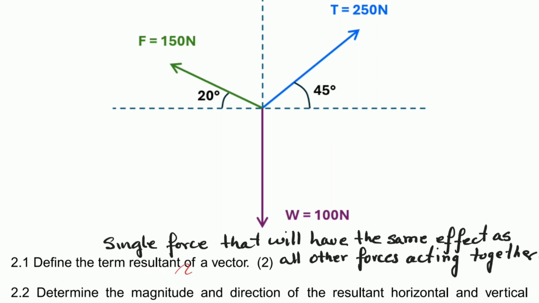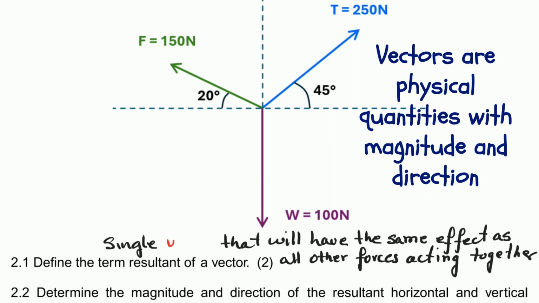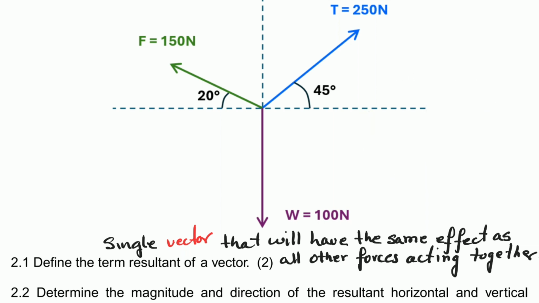In this case, we're speaking about vectors. So let's erase this word forces and write vectors. It's a single vector that will have the same effect as all other vectors acting together. If they ask for resultant force, then instead of vector, you write force. Guys, this definition is 2 marks. Every definition in physics is 2 marks, and it's quite simple. You have to memorize that one.